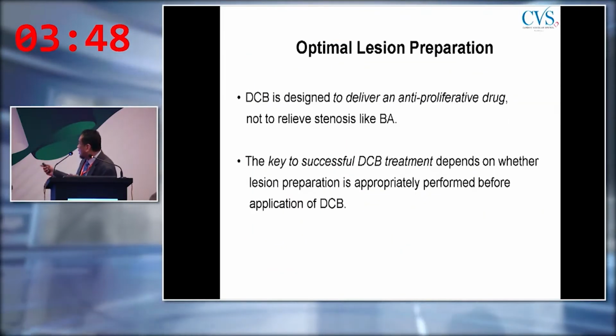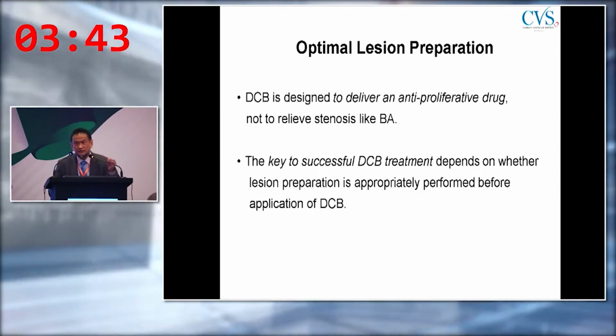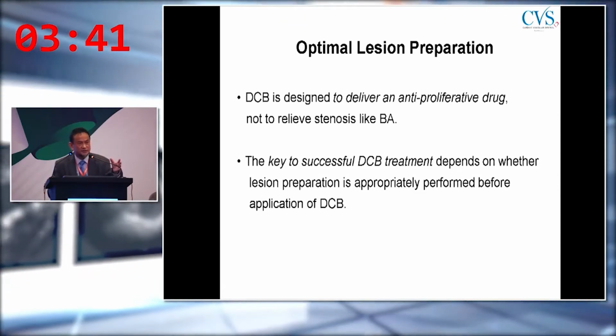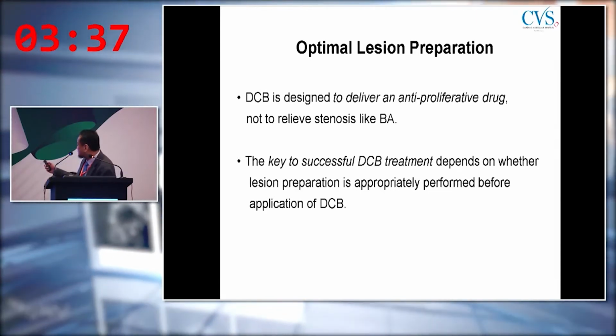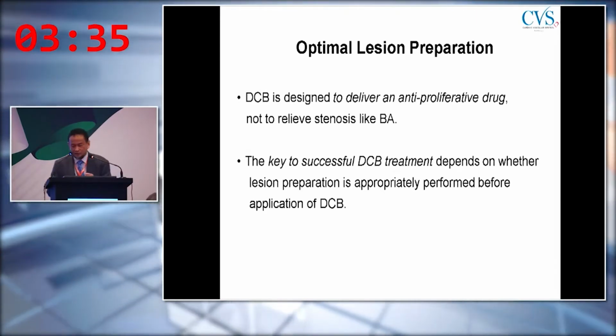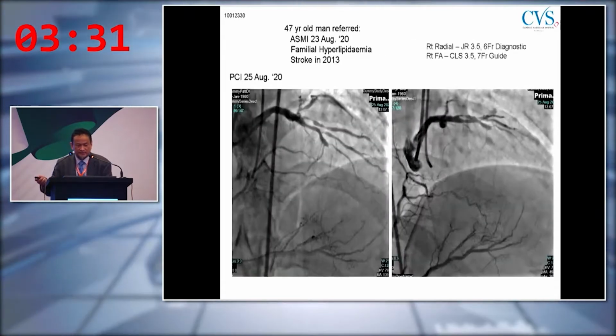Now, the optimal vessel preparation, and this is a concept for DCB, is only to deliver the drug. It's not to relieve the stenosis. So again, vessel preparation is key. Once you have successful vessel preparation, then you will be able to place in the DCB. So these are two important concepts.